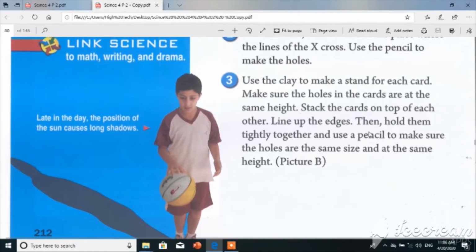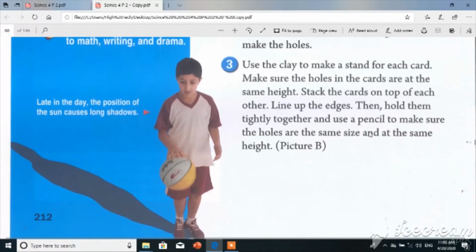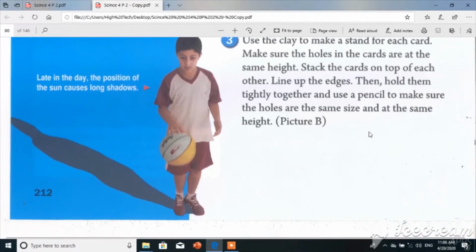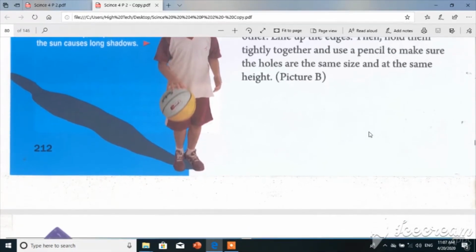Stack the cards on top of each other. Line up the edges. Then hold them tightly together and use a pencil to make sure the holes are the same size at the same height.